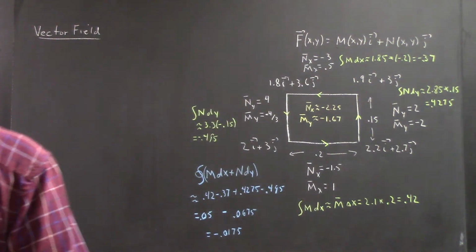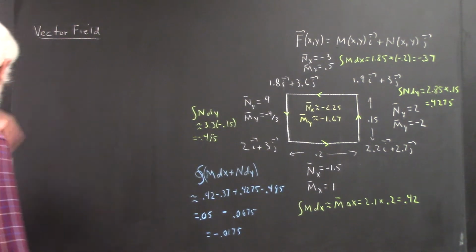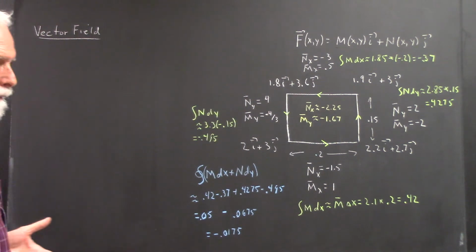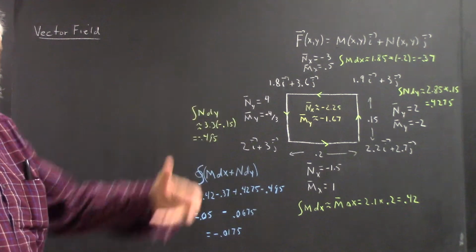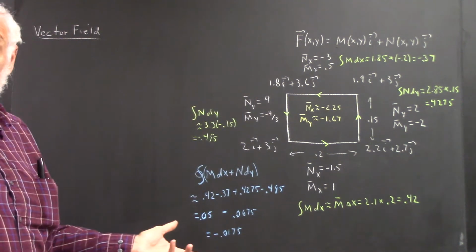Okay, I want to talk about a vector field. The idea of a vector field, you can just imagine 2 or 3-dimensional space just full of vectors. There's a vector at every point. That would be a vector field.